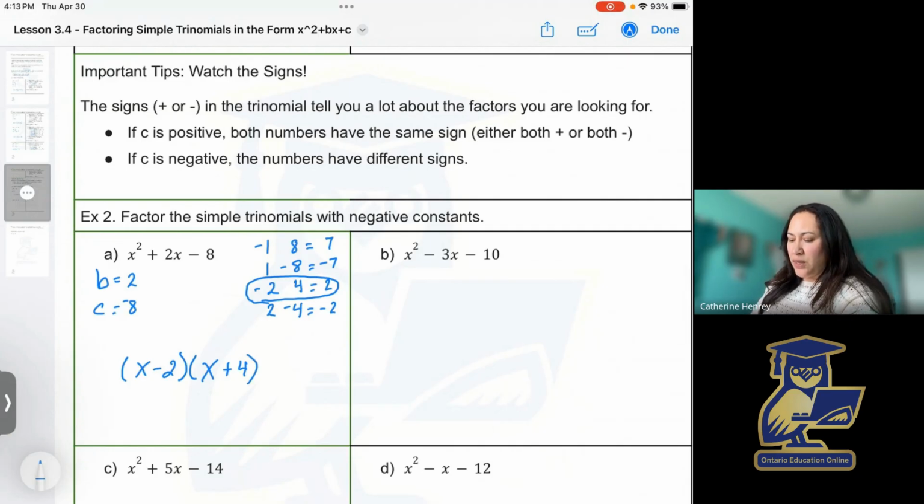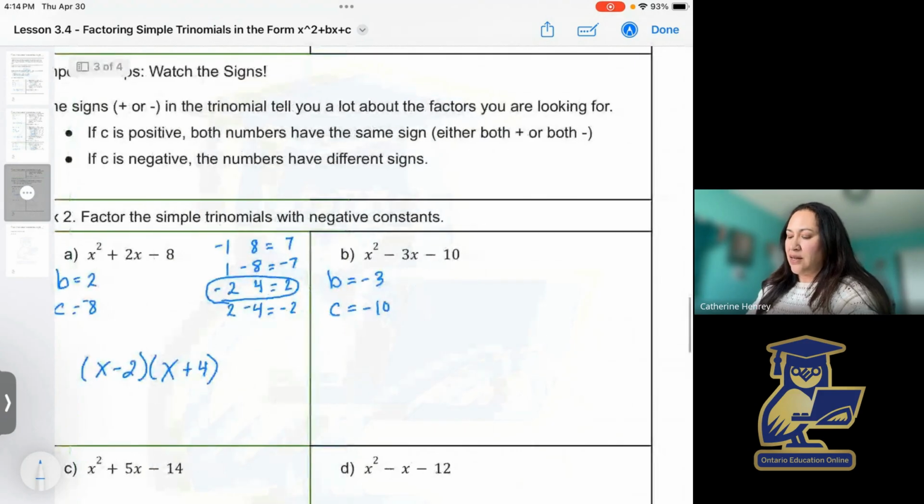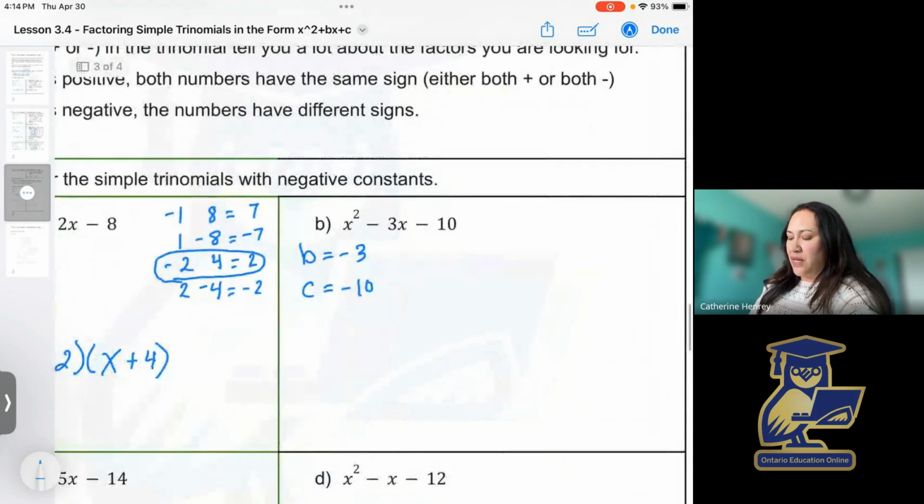All right, so for B, B is equal to negative 3 and C is equal to negative 10. Again, I go off to the side and I start listing my multiples of negative 10. So I have 1 and negative 10, negative 1 and positive 10, 2 and negative 5, and negative 2 and positive 5. And those are all my factors for negative 10. I go ahead and I start adding them together to see what I get.